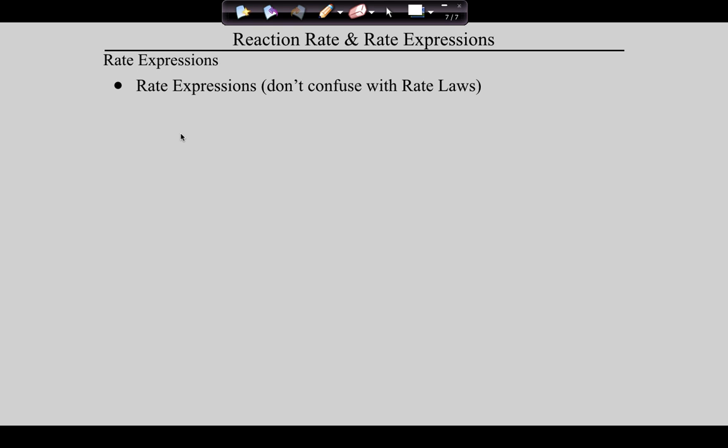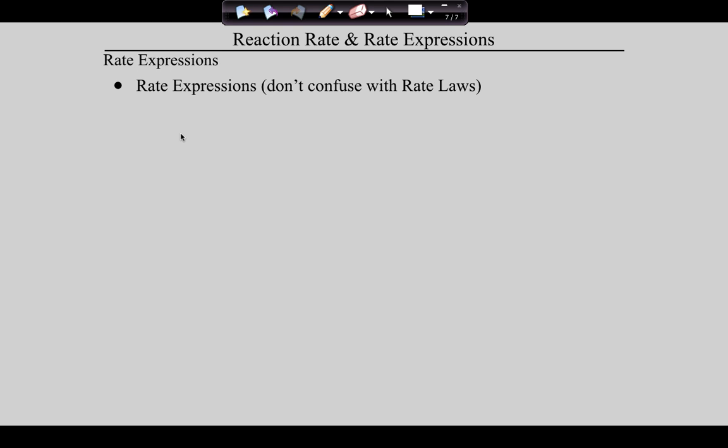Because guys, here's the problem. You today are going to learn to write rate expressions. And you're going to be like, oh, this makes sense. Oh my goodness. Okay, I know how to write rate expressions. And then guys, we're not going to talk about rate expressions for the rest of the unit. This is going to disappear into a distant memory.